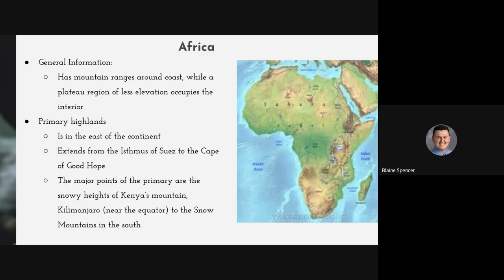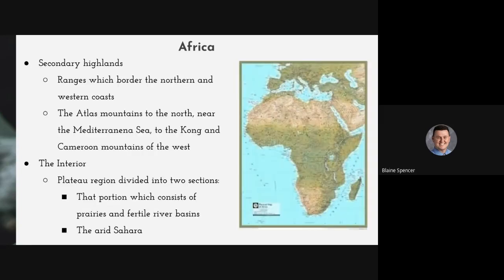Okay, so if the primary highlands were in the east of the continent, that would mean that the secondary highlands are most likely to the west. Okay, that's correct. Okay, we see that the secondary highlands are going to be out here to the west, but also up north. Okay, so they're going to border the north and western coast.